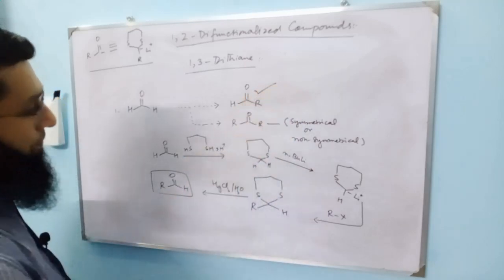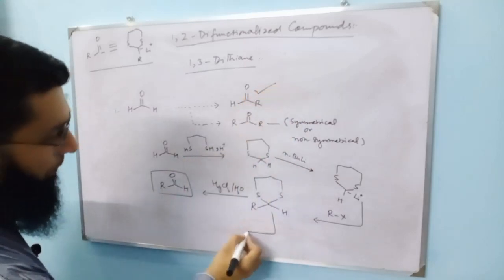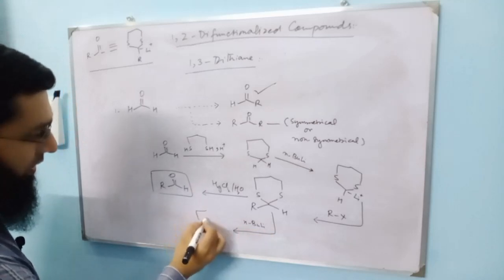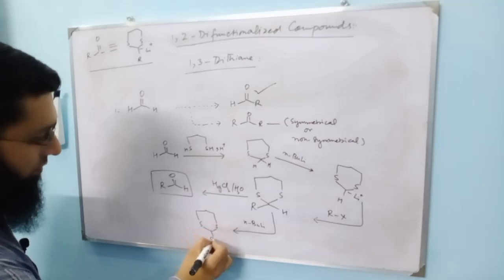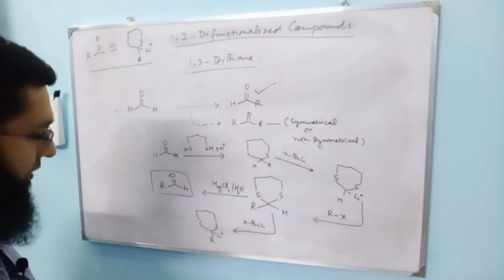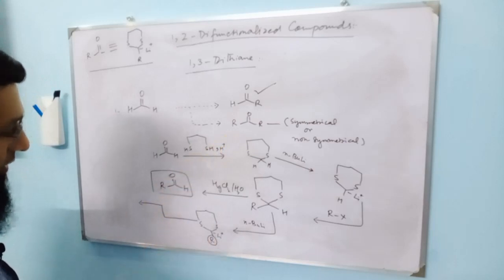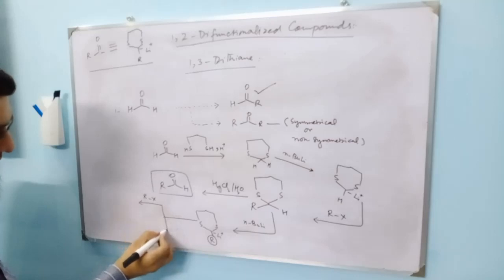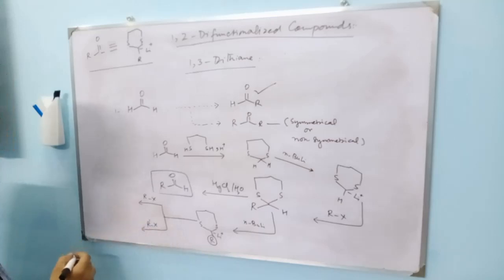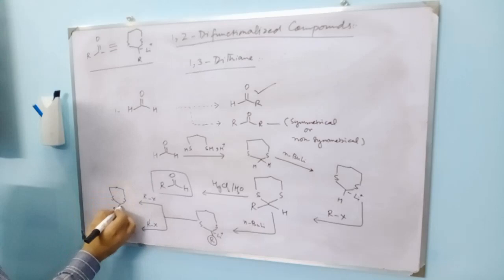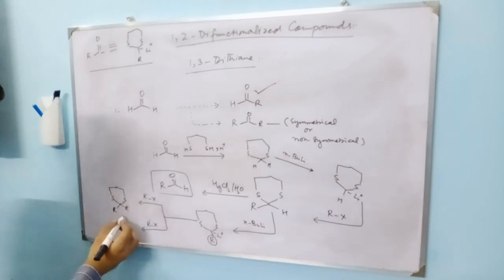So this one. And if we treat it again with n-butyllithium, again we will have the Corey-Seebach reagent, and this can be reacted with a similar alkyl group RX or a different alkyl group R1X, and as a result of this we will get this or this one.